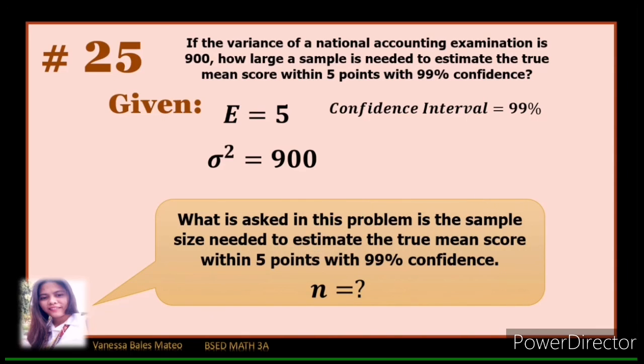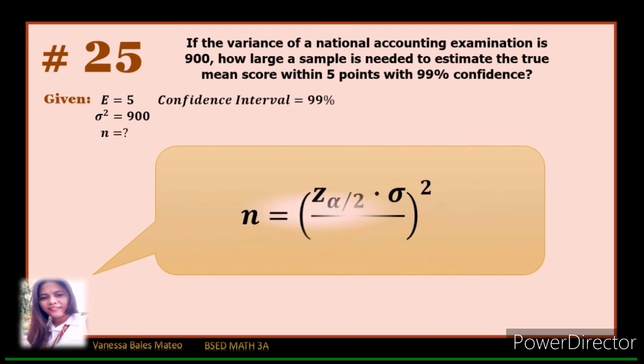What is asked in this problem is the sample size needed to estimate the true mean score within 5 points with 99% confidence. To solve that, we have to use this formula for sample size, where n is equal to the square of the quantity of the product of z sub alpha over 2 and the standard deviation all over the maximum error of the estimate, or E.